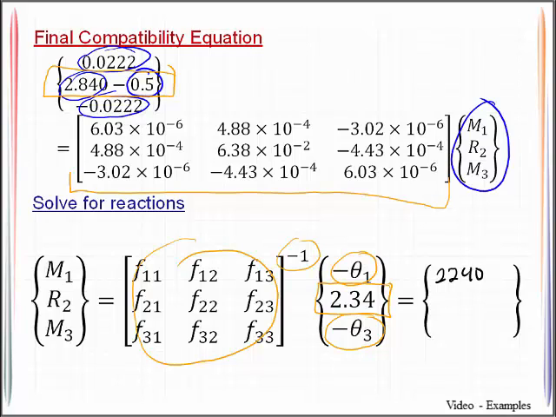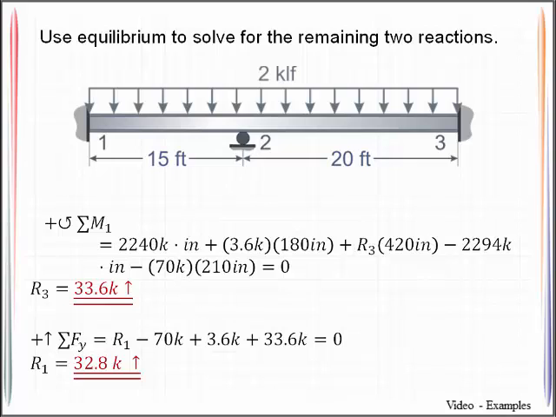2,240 kip-inches, 3.6 kips, negative 2,294 kip-inches. Alright, so we can go ahead and transfer these over to our diagram. 2240, 2294, and this 3.6 kips.